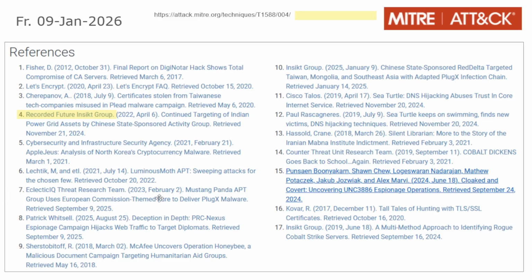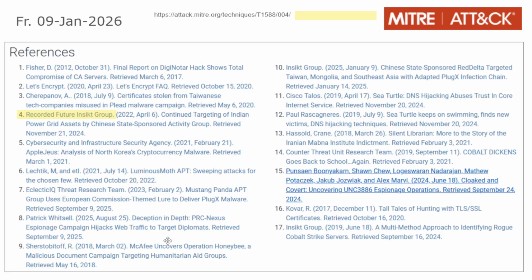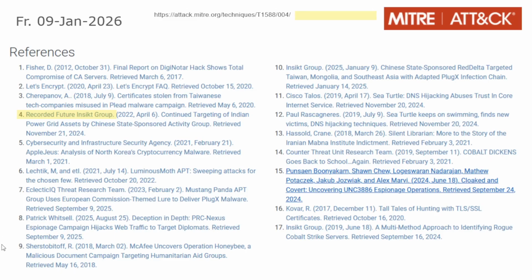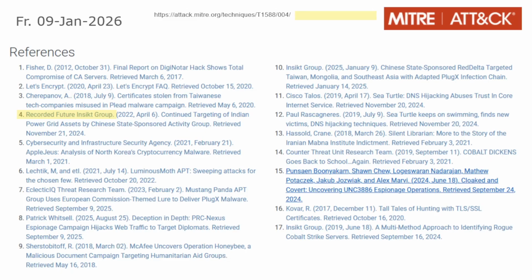EclecticIQ Threat Research Team. The name is too brutal to remember. I thought it's like a hacker group. EclecticIQ. That doesn't go well over the tongue, so I don't think this research group will go anywhere with a name like this. Patrick Withsell, Nexus Espionage Campaign. Sherstopitov, McAfee uncovers Operation Honeybee, 2018. Yes, this is when McAfee was quite strong in the market. Then Insect Group, what they do, Chinese state-sponsored stuff. Cisco Talos, yes. We see some heavy hitters here.